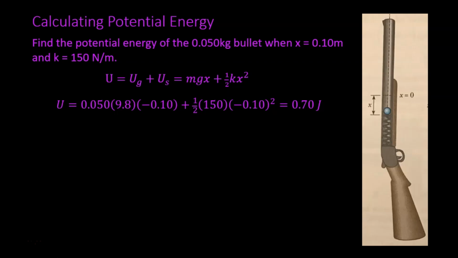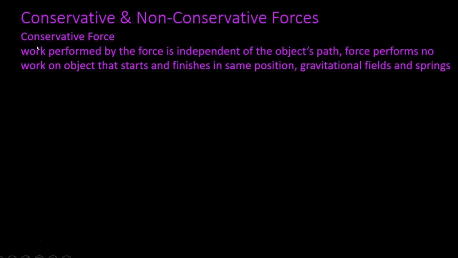Now we're going to move on from potential energy and talk about two important types of forces, conservative and non-conservative forces. With a conservative force, the work performed by the force is independent of the object's path. The force performs no work on an object that starts and finishes in the same position. The two most common examples of conservative forces are gravitational fields and springs.